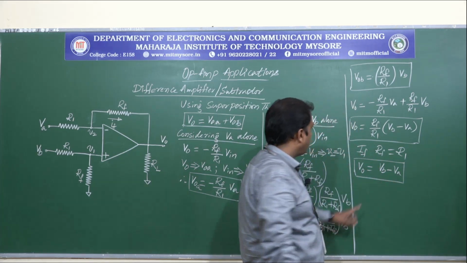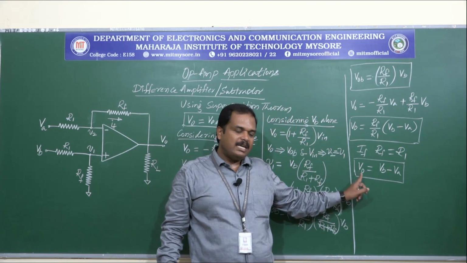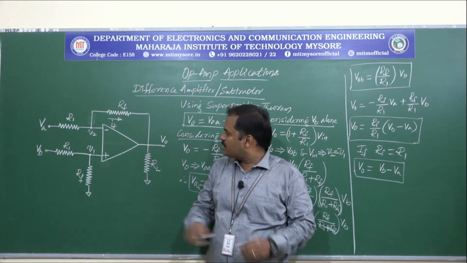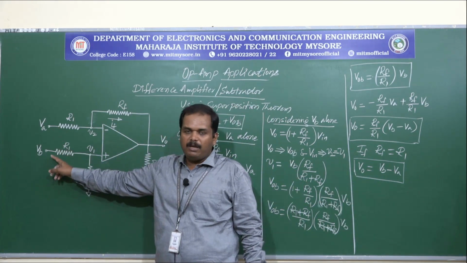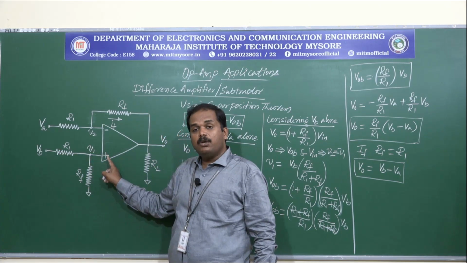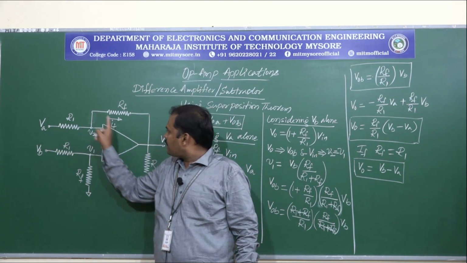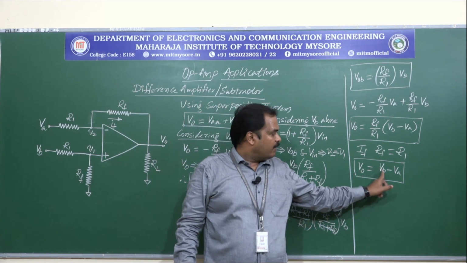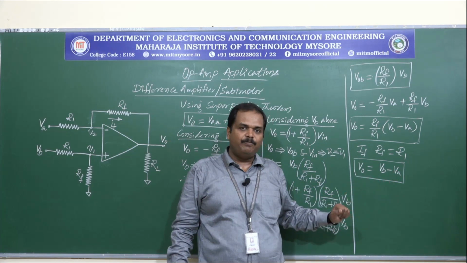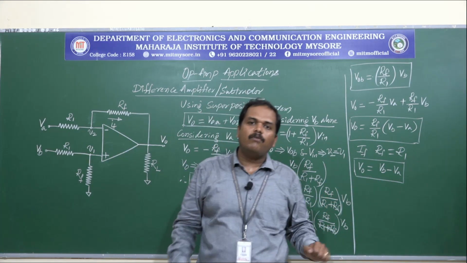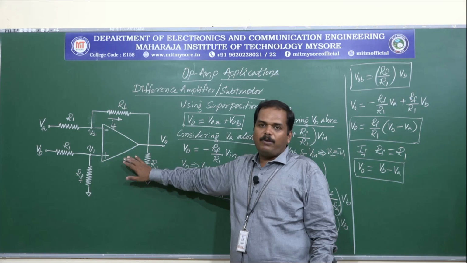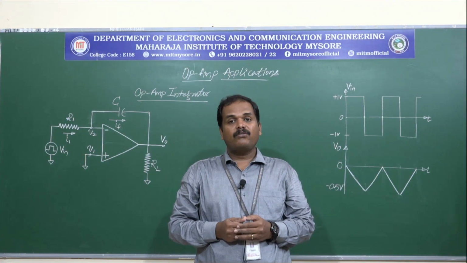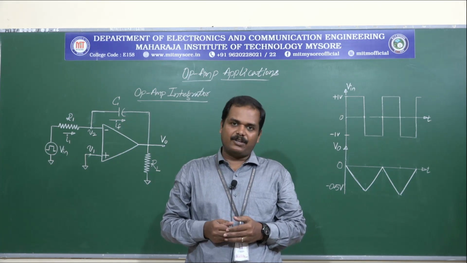So what we can see here is the output voltage is equal to the difference of the two input voltages VA and VB, because VB is applied to the non-inverting terminal and VA is applied to the inverting terminal. The output voltage is given by VB minus VA. So this is the working of the difference amplifier or subtractor. Now let us understand the working of the op-amp integrator circuit.